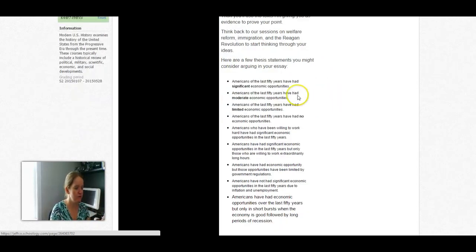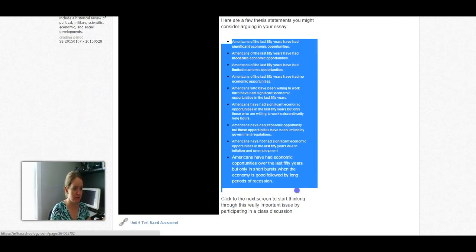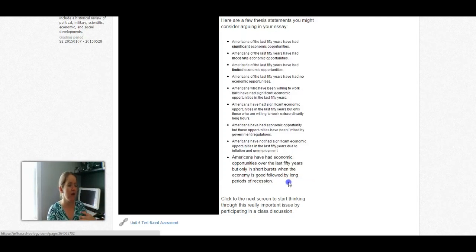Okay, there are a few sample thesis statements that you can use here. I'm trying to make this as straightforward as I can. These are possible arguments you could make. I'm more than happy if you want to take one of these and tweak it. Really think through this question. Are there economic opportunities for Americans?